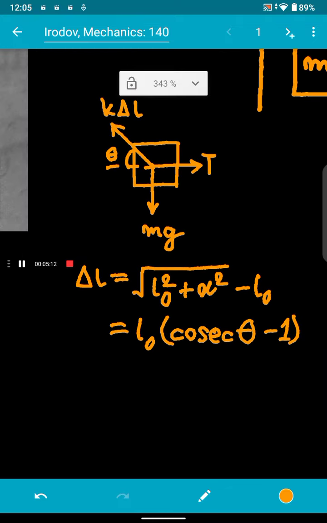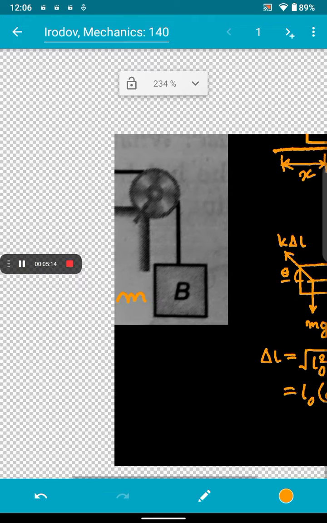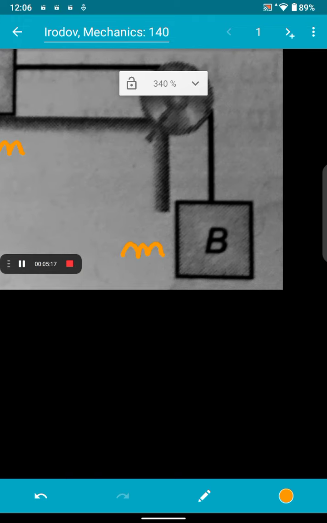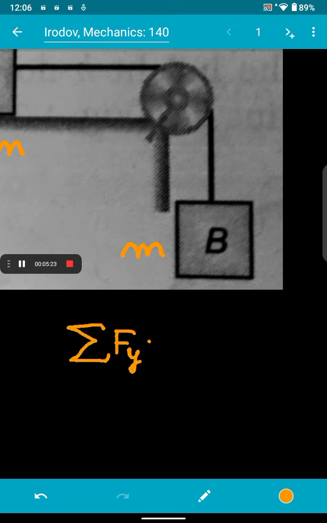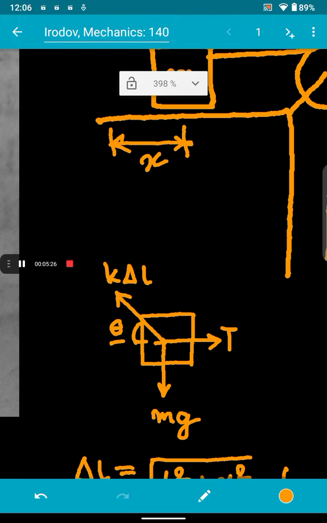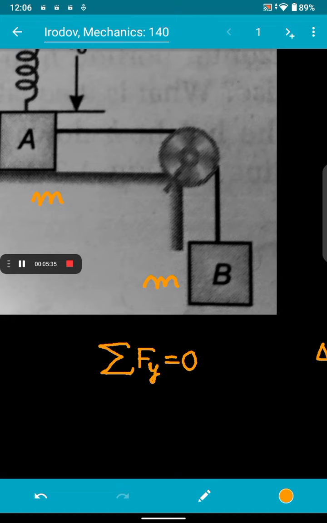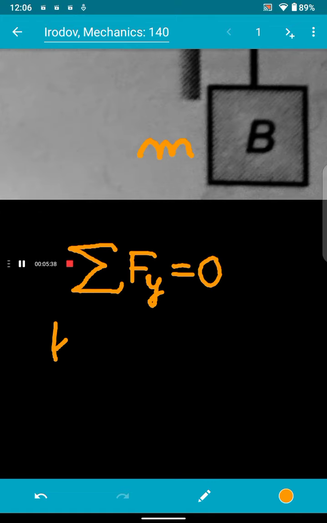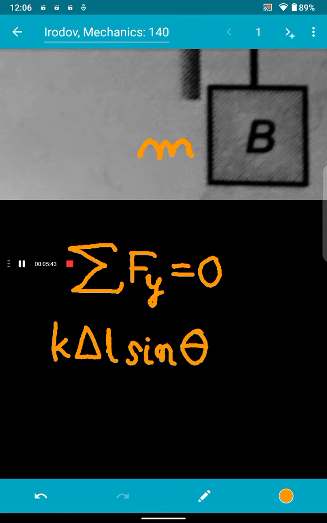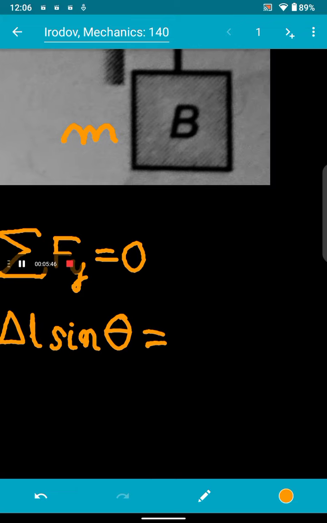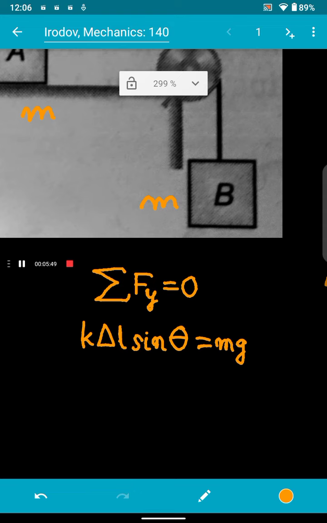And now if you see this free body diagram, we have one condition that at equilibrium, when it will be just lifted, we can write the sum of forces in direction y is 0, and this is x, this is y. Okay, so from this we will get that k delta L into sine theta will be equal to mg. And what was delta L? Delta L was L naught into cosec theta minus 1.